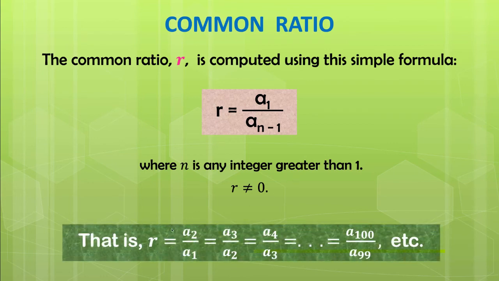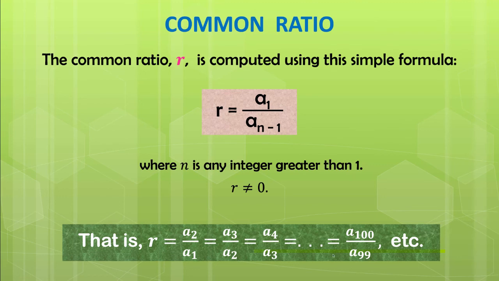That is, r, the common ratio, is equal to a sub 2 over a sub 1, meaning the second term over the first term, or a sub 3 over a sub 2, meaning the third term divided by the second term, or a sub 4 over a sub 3, and so on and so forth, a sub 100 over a sub 99.